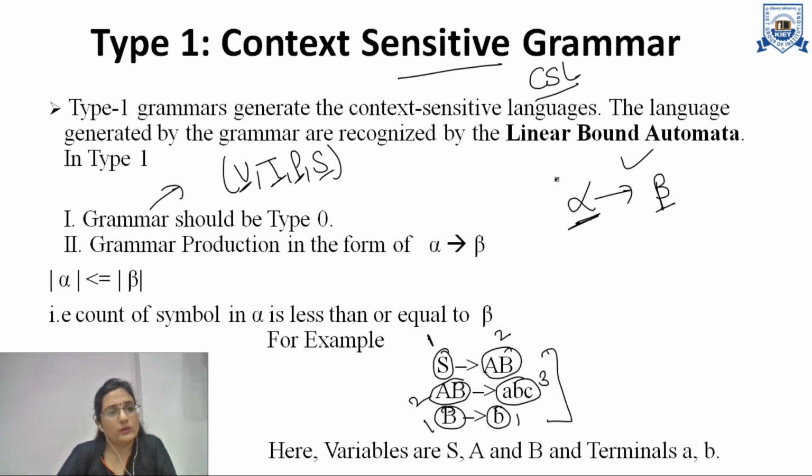If I am talking about type 1 grammar, then type 1 grammar is known as the context-sensitive grammar. The language generated by the context-sensitive grammar is context-sensitive language, and the automata that can recognize this grammar or language is known as the linear bounded automata, and there are some conditions for writing the production rules of this grammar.